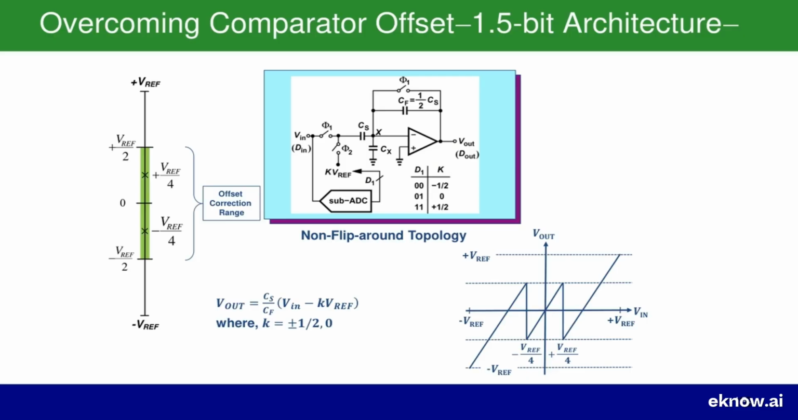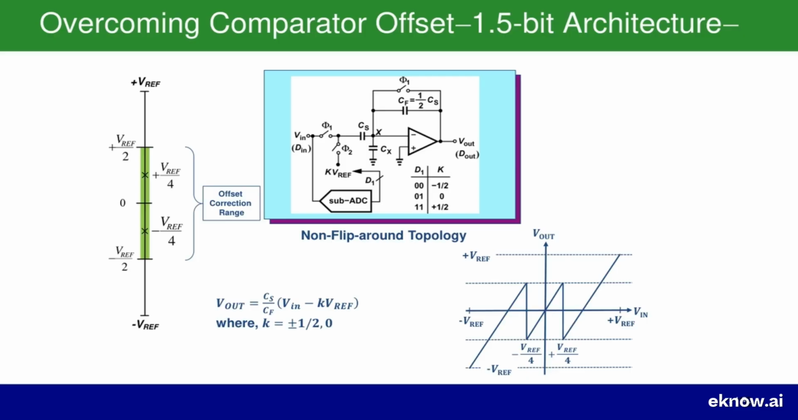Now, how does the circuit in the center work? This is the non-flip-around implementation of the MDAC. The input voltage, V_in, is first evaluated by a sub-ADC. This sub-ADC contains the two comparators we just talked about. Based on which of the three regions V_in falls into, the sub-ADC outputs a 2-bit digital code, D1, which can be 00, 01, or 11.